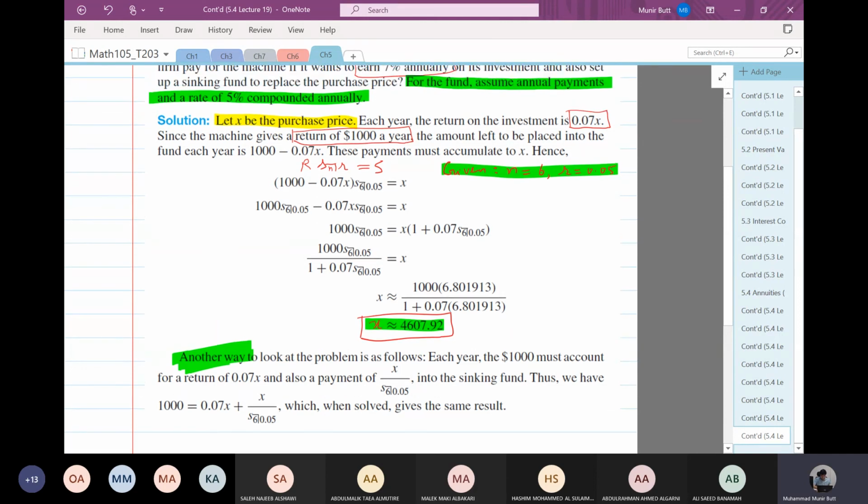Since it looks different, there is another way, and you can see the other way if you like. Each year we have 1000 amount, and for the return of this 0.07, and also payment of this, we can make another equation if you like. So it is up to you which equation you like.